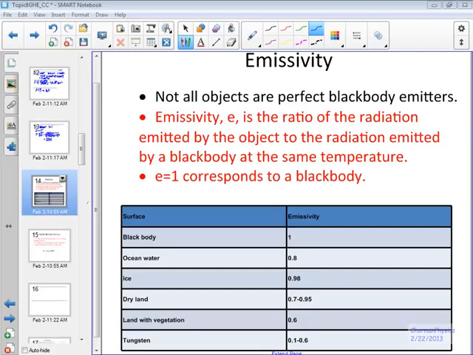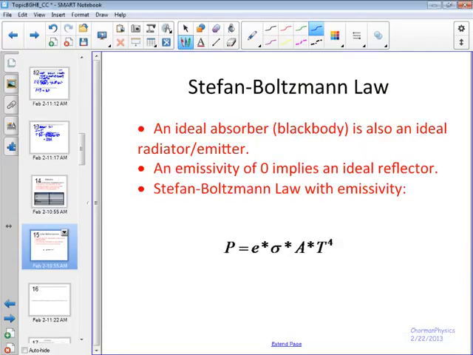The emission and absorption thing, by the way, they go together. You're just as good of an emitter as you are an absorber. So we have some sample values for emissivity here that you can look at. The main thing that you need to know is that this is the amended Stefan-Boltzmann equation with the emissivity. An emissivity of 0 is going to imply a perfect reflector of electromagnetic radiation. There we go, that's the formula that you can write down.